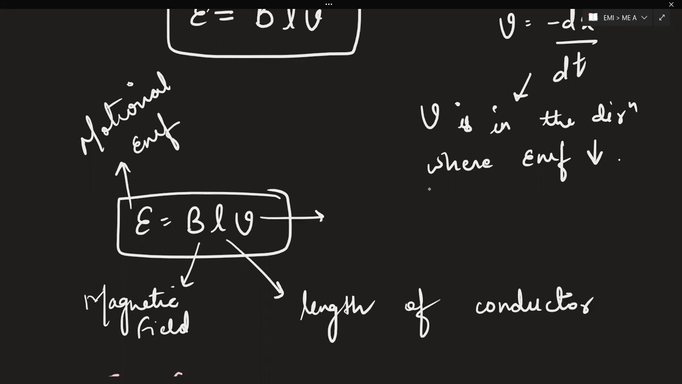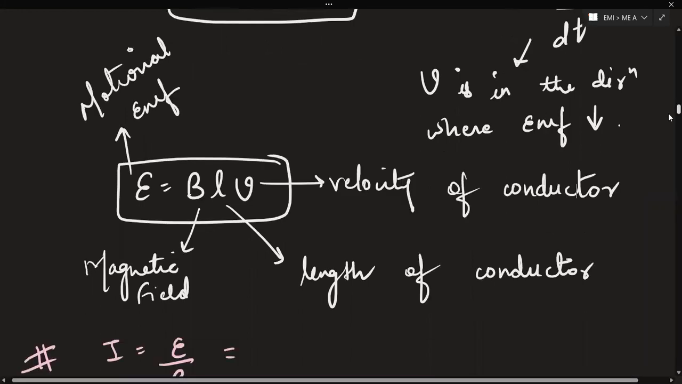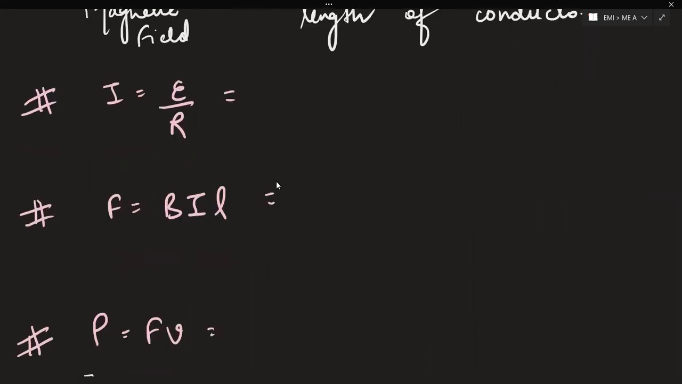V is the velocity of conductor. Now, BLV, just remember this. Motional EMF, immediately BLV should come to your mind. Now see, I is equal to E by R. We all know I is equal to E by R. So motional EMF E is now what? BLV by R. This can also be used whenever required.